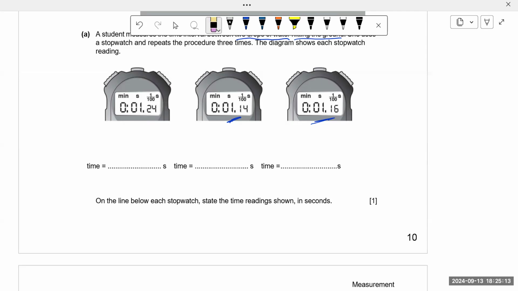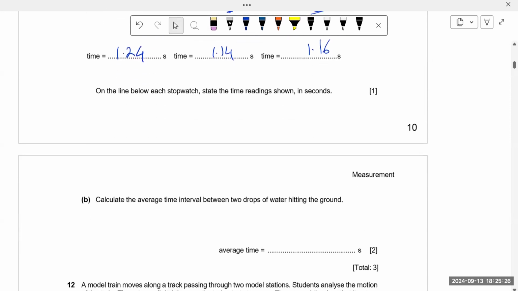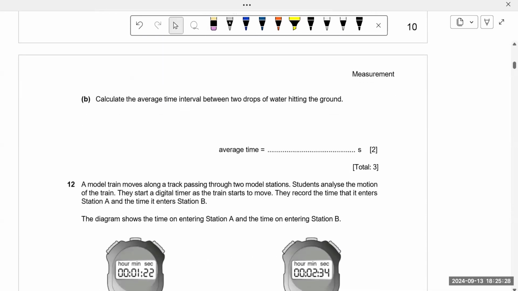Notice that this is not minutes, this is the seconds. So it's just 1.24 seconds. Here also it's 1.14 seconds, and here it's 1.16 seconds, okay? Now calculate the average time interval between 2 drops of water hitting the ground.